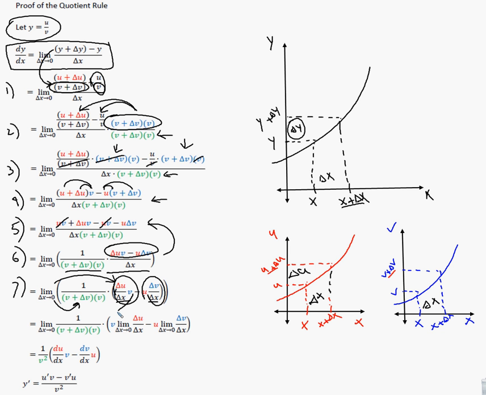The v is not affected by delta x approaching 0, nor is the u, so they pop out of those limits. And right here we have the limit as delta x approaches 0 of delta u over delta x, which is, of course, just du dx. And then, similarly, we have dv dx right here. And so that's where we get our u prime and our v prime. And we rearranged a little, put the u afterwards and stuff like that.